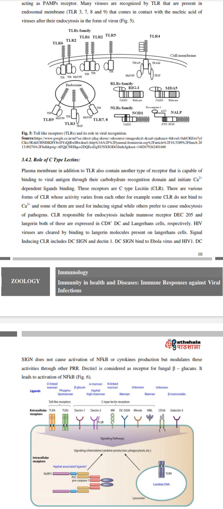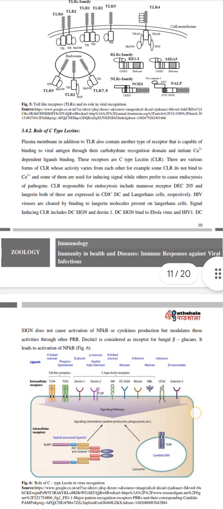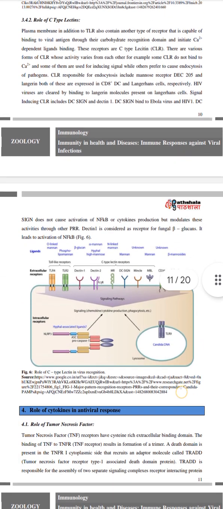CLRs responsible for endocytosis include mannose receptor and Langerin, both of which are expressed in CD8+ DC and Langerhans cells respectively. HIV viruses are cleared by binding to the Langerin molecule present on Langerhans cells. Signal-inducing CLRs include DC-SIGN and dectin-1. DC-SIGN binds to Ebola virus and HIV-1. DC-SIGN does not cause activation of NF-kB or cytokine production but modulates these activities through other PRRs.